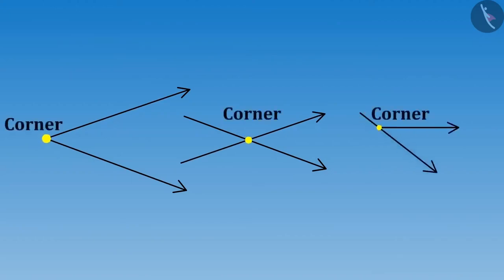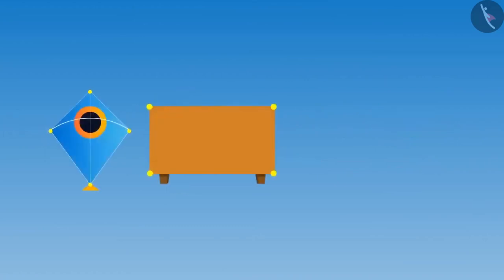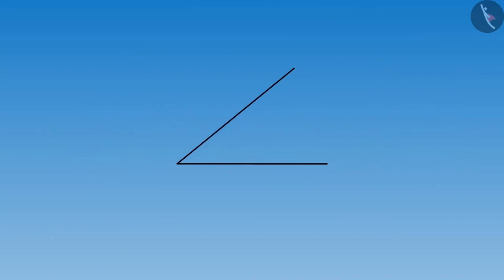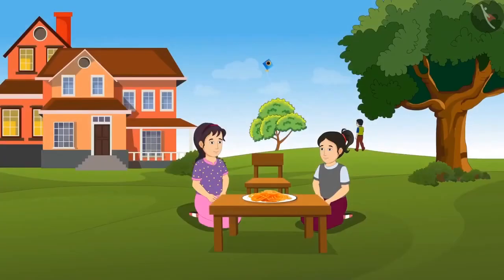So, sister, does this mean that corners are only formed in objects like kite, table and a chair? And the shapes of jalebi and plate do not have corners? Yes, Riva. Do you know that when two lines join along with each other, then only one corner is not formed, but something else is also formed, which is called an angle. Where there is a corner, there is an angle, and this angle is something which is very useful. Really? How is that, sister?